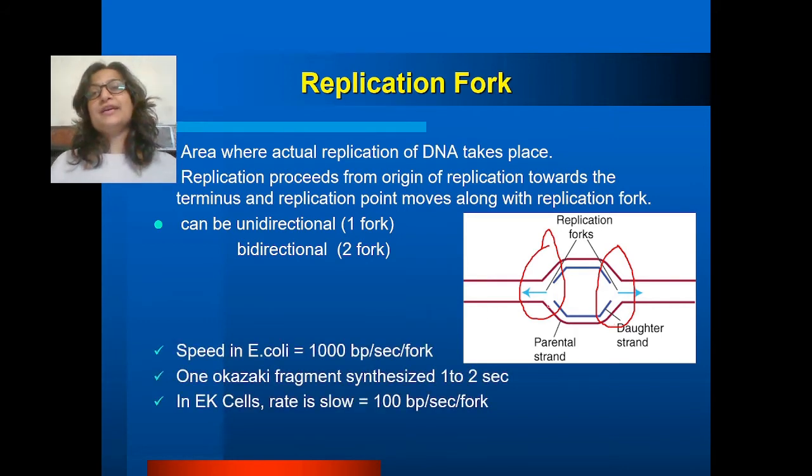So replication can either be unidirectional if there is one fork, and it could be bidirectional also if there are two forks. The speed in E. coli is 1000 base pair per second per fork, and one Okazaki fragment is synthesized per 1 to 2 seconds, whereas in eukaryotes the rate is a little slower, that is 100 base pair per second per fork.